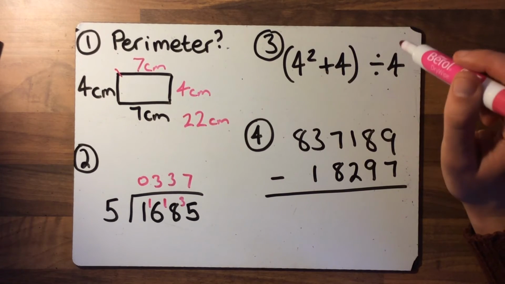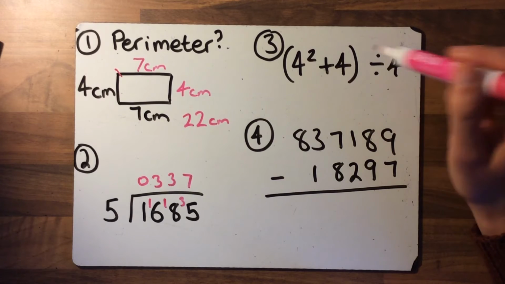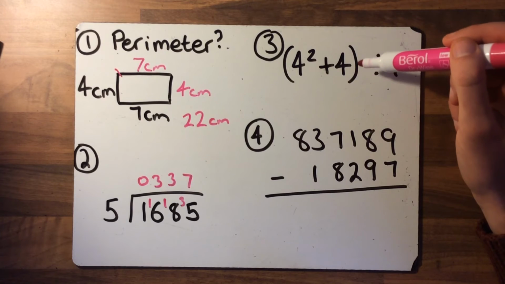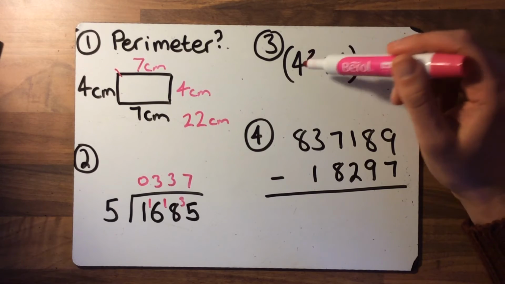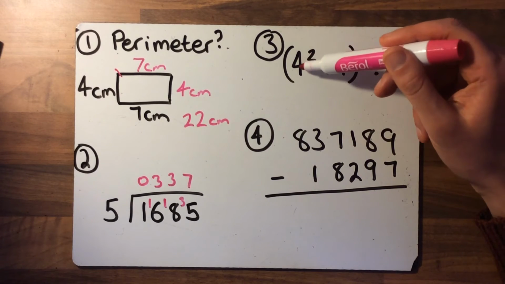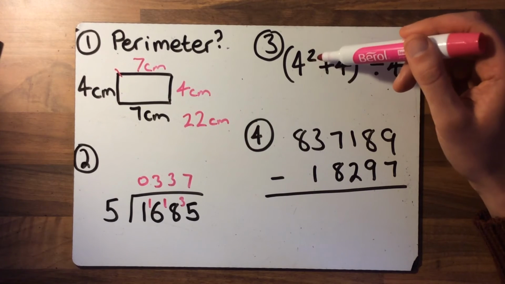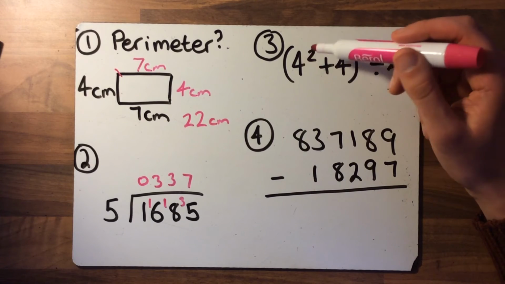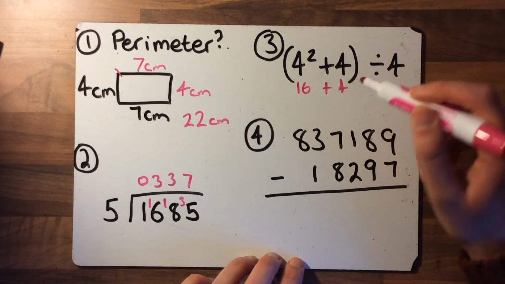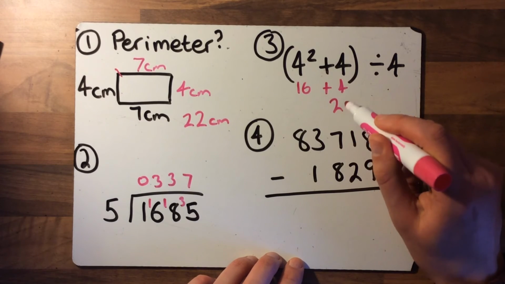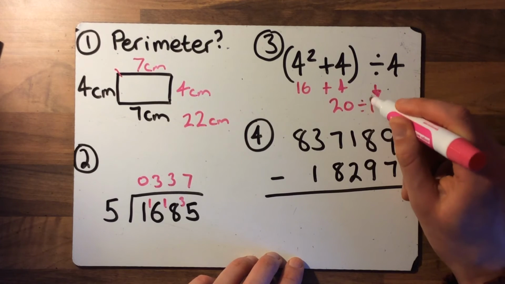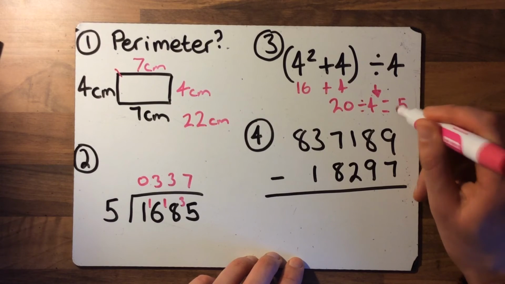Number 3 is a BIDMAS question, and you can see all the numbers in here are 4, but we need to do different things with all of them. So we've got brackets first of all. So we solve in brackets. Now within the brackets there are some indices, so we need to solve the indices. So we've got 4 squared, remember that's 4 times 4, not 4 times 2. 4 squared, which is 16. 16, add 4, takes us to 20. So the brackets is 20. Now this moves down now, so it's 20 divided by 4, gets you the answer of 5.